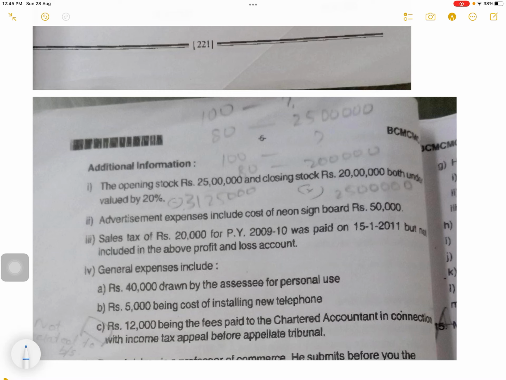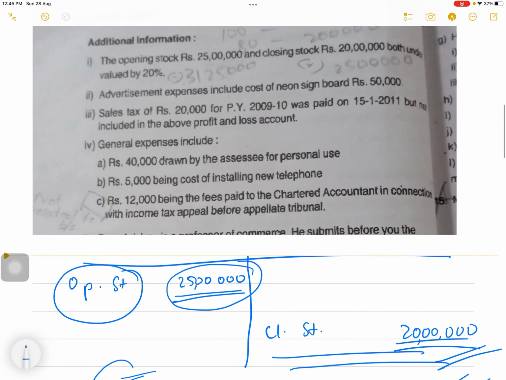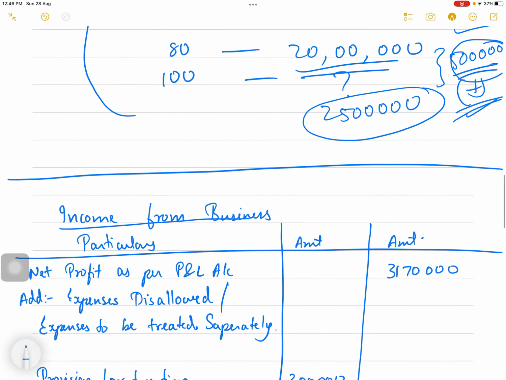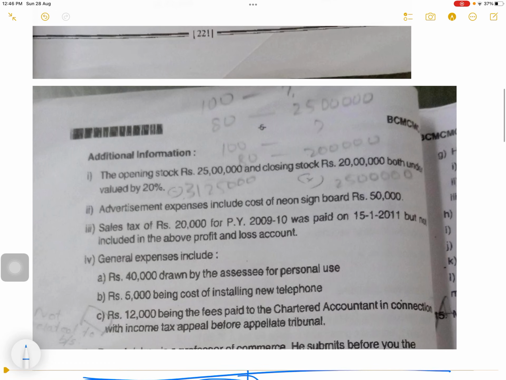Okay. Next, advertisement expense include cost of neon signboard 50,000. So 50,000 is there in advertisement expense, which is capital expenditure. So you will add neon signboard 50,000 the way you did in the previous sum.